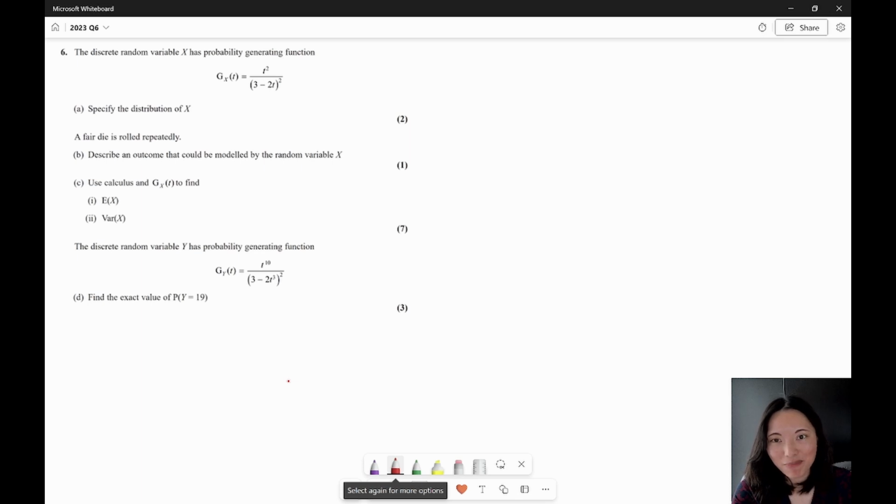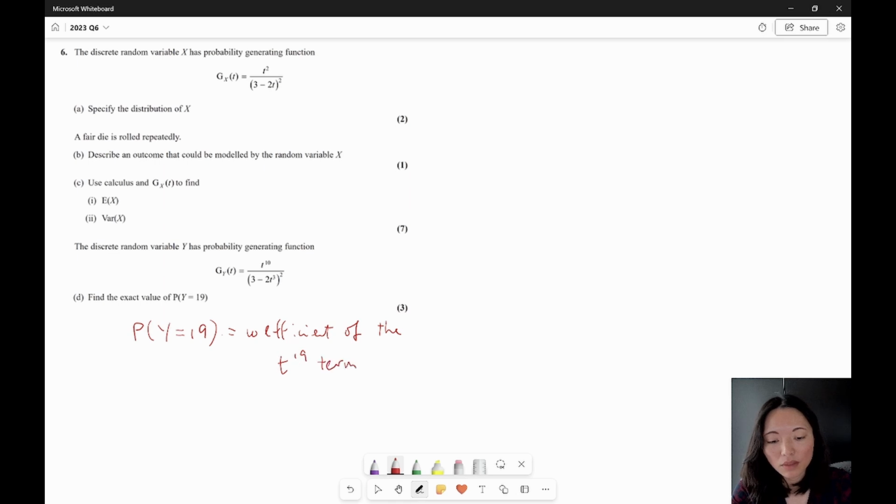It looks quite an impossible question to ask, but if you know something about probability generating functions, you might know that the probability of y equals 19 is simply the coefficient of the t to the 19 term in the PGF being that expression. Well, it's all very well knowing about this definition, but to work out the coefficient of the t to the 19 term will take us a while to work through, even if we know some of the pure maths of series expansion.